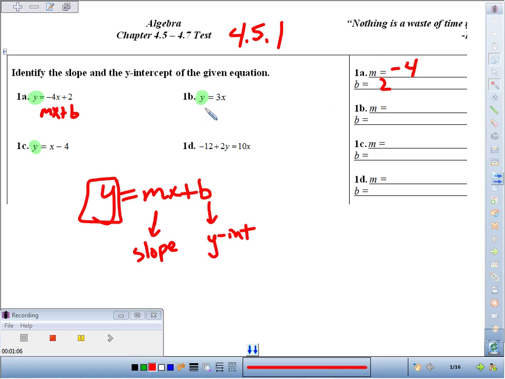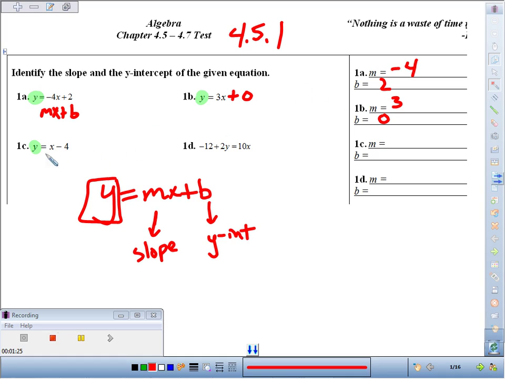If we look at 1b, we notice that we have 3 x's. And again, the coefficient of x, the number in front of x, is going to be our slope. So our slope is 3. But we don't have any plus or minus anything. Well, if a number is not positive or negative, it's neutral. It's 0. So our y-intercept is 0 in 1b.